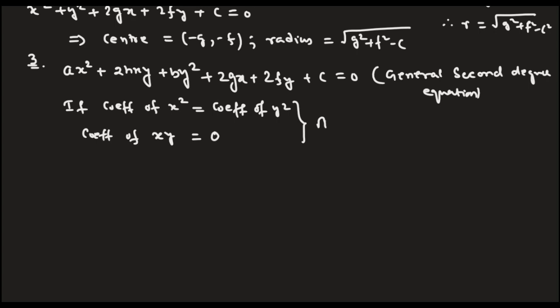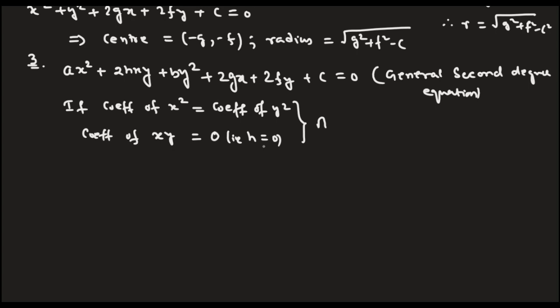But also remember, the coefficient of x square should be equal to the coefficient of y square, but it is not necessarily 1. It may be any number, 2, 3, 4, whatever, but both coefficients should be the same. And the coefficient of xy is 0, that means the h value should be 0. So if this happens, then you are always getting the equation of a circle.